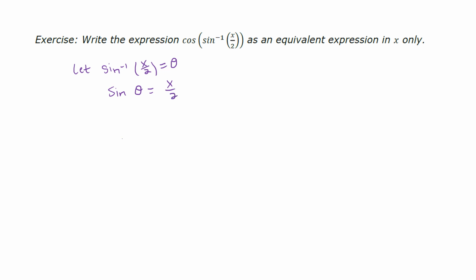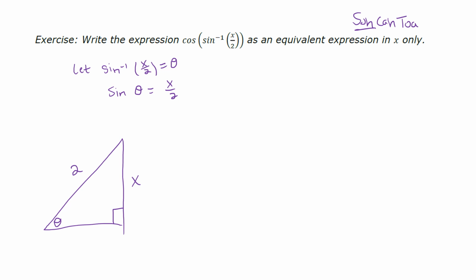So we'll use a right triangle to help us. We know SOHCAHTOA, and sine is opposite over hypotenuse. So that means the opposite length is x and the hypotenuse is 2. So we're trying to find this bottom length because we're trying to find cosine. Remember, this equals the cosine of theta because the inverse sine of x over 2 equals theta.